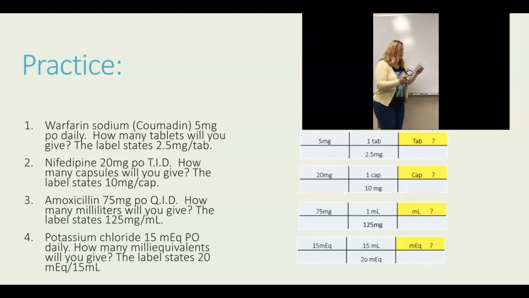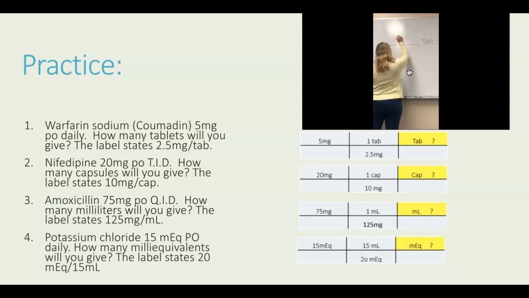Question number 1 says, warfarin sodium, 5 milligrams PO daily. That is our order. The question is asking, how many tablets do we give? So tablets is what we should end up with. I'll put my tablets over here. And it says the label says 2.5 milligrams per tablet. So that's how it comes from pharmacy.